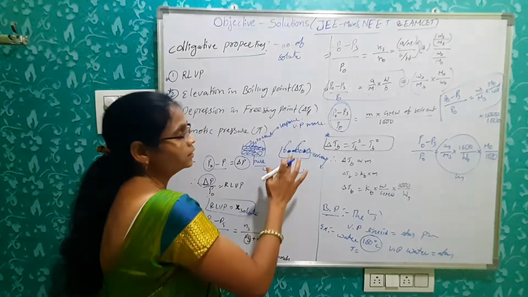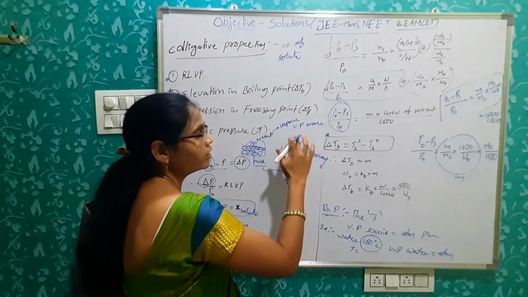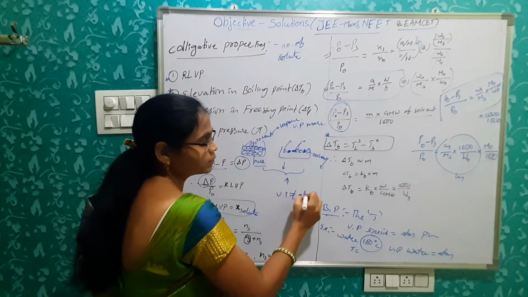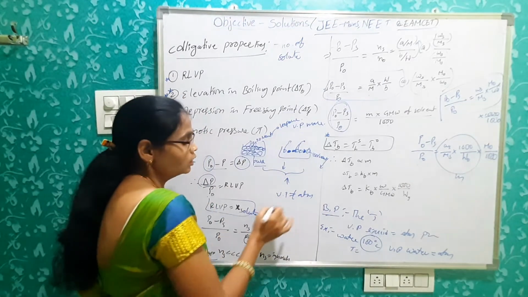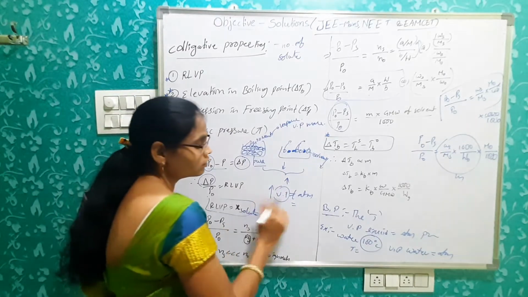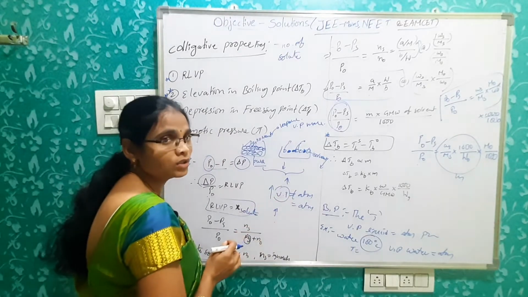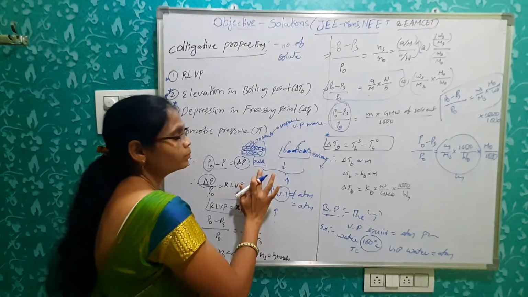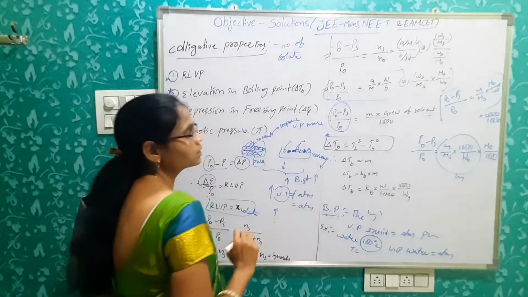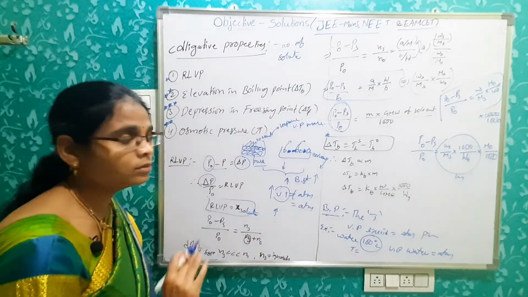Why? Because by adding a non-volatile solute, solvent molecules decrease, which means the vapor pressure decreases. The vapor pressure is then not equal to atmospheric pressure. So to increase the vapor pressure to equal atmospheric pressure, we need to increase the temperature of the solution. That's why from pure solvent to solution, the boiling point increases. That is the elevation in the boiling point.